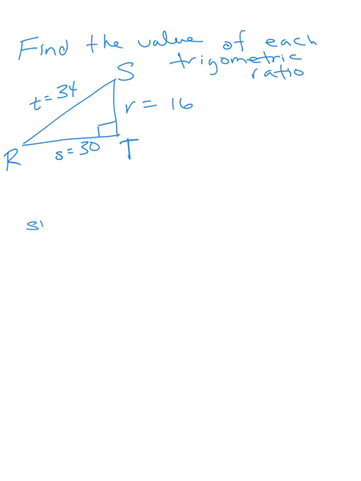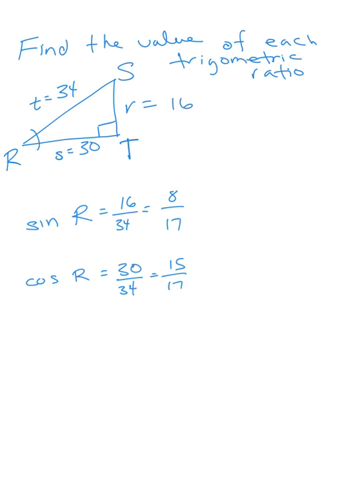We're going to set it up, sine. We're going to start with the angle r. So the opposite of angle r is 16, and the hypotenuse is 34. We reduce this and get 8 over 17. That would be the answer. Cosine of r. The adjacent is 30. That's next to it. The hypotenuse is 34. You can reduce it and get 15 over 17. Your calculator will do that as well.